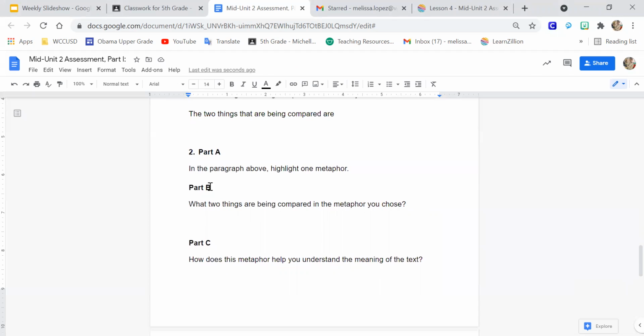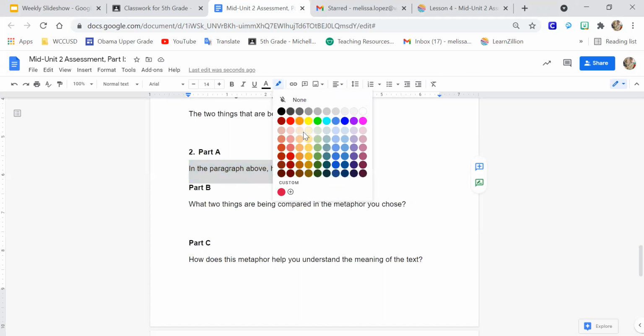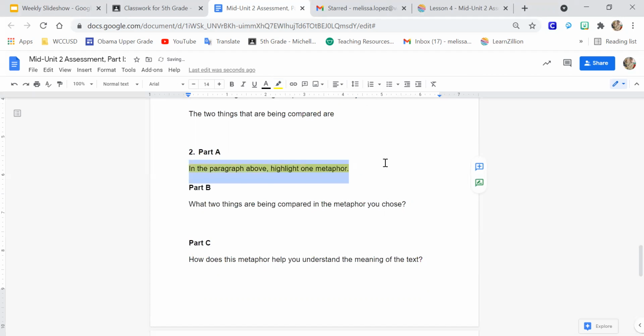Okay, number 2, part A. In the paragraph above, highlight one metaphor. Here's a reminder on how to highlight. You click and drag the sentence or sentences you would like to highlight, and you go up here to this little marker, you press highlight, and then you can choose whatever color you like. I like to choose yellow. Okay?